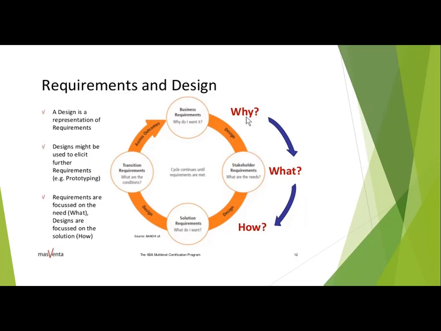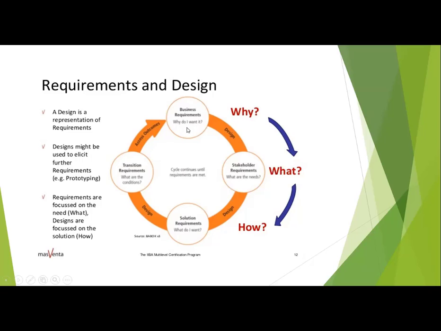Then we have talked about why and what. Now how? That is design. At that time, the solution requirements come up, that what do I want? The problem with a lot of business analysts is, and I'll give you a caution about this, we should not get into design mode at this particular point. When we are talking about the business requirements, let's not get into solution mode.